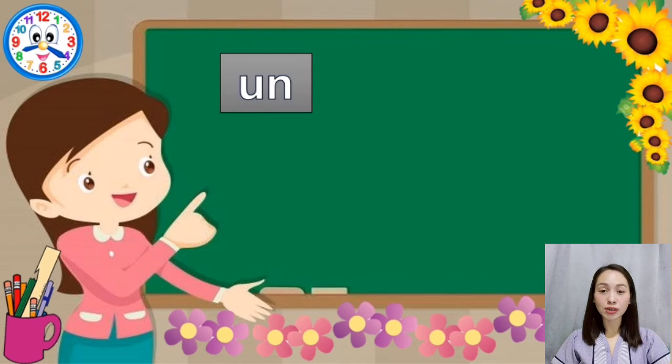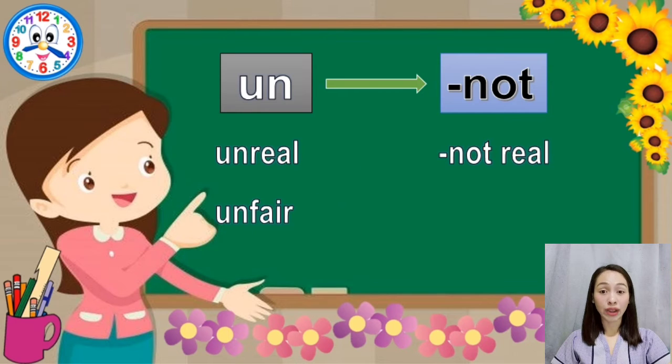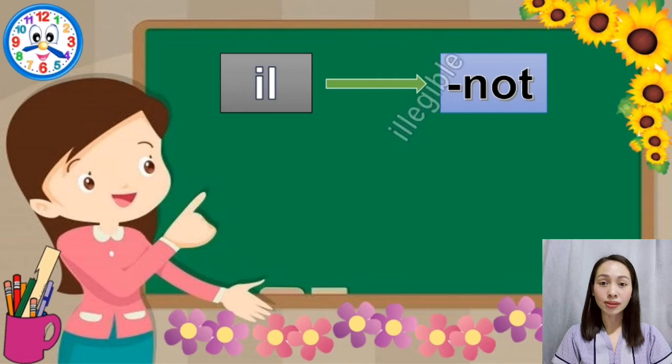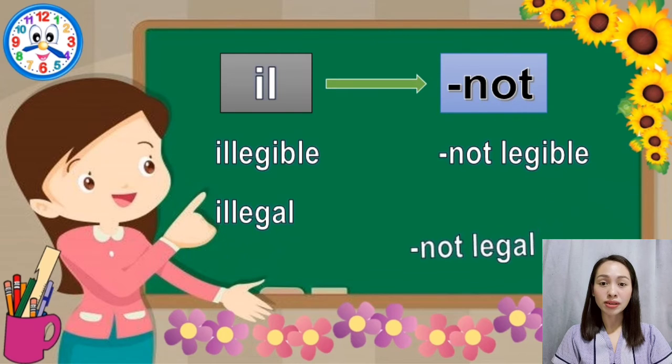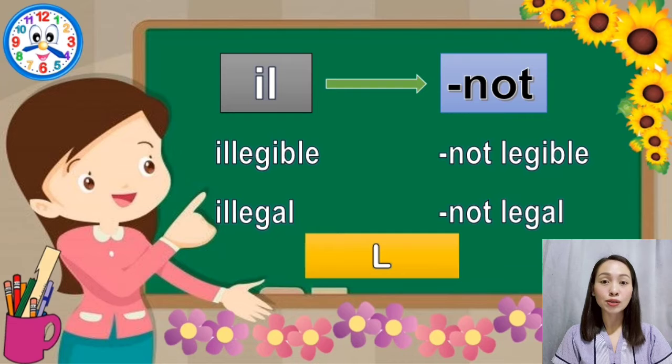Un is a prefix which also means not. For examples, unreal, which means not real. Unfair, which means not fair. Another prefix is ill, which also means not. For examples, illegible, which means not legible. Illegal, which means not legal. We often add the prefix ill to a word that begins with letter L.